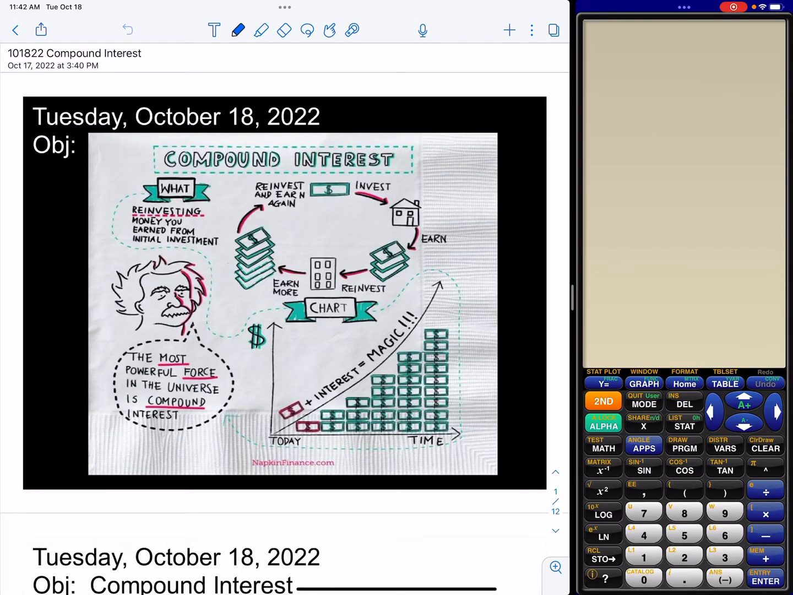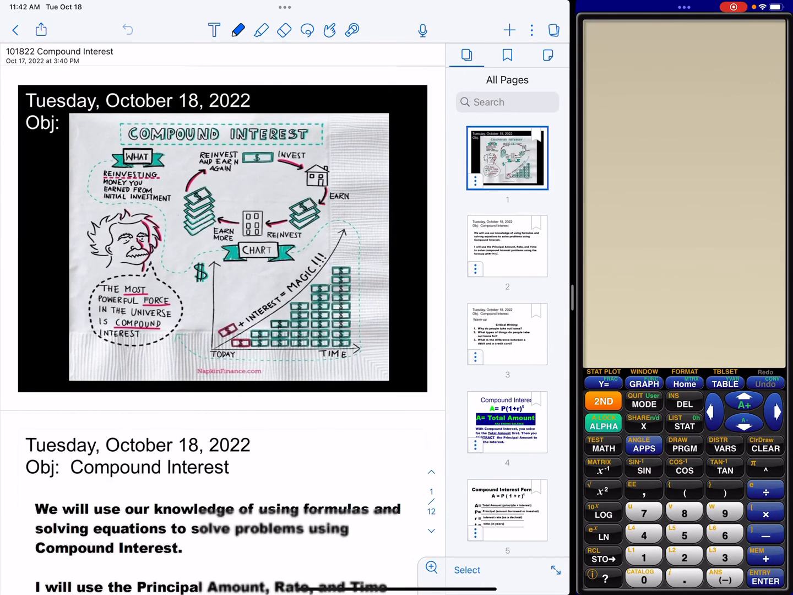Hello class, today we're going to talk about compound interest. Now in 7th and 8th grade, especially in 8th grade, there are two types of interest you have to know how to do: simple interest and compound interest. The past 2 days we've been talking about simple interest, so today we step it up to compound interest and we find the differences between those.